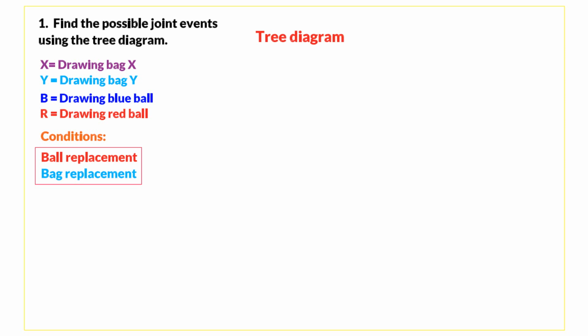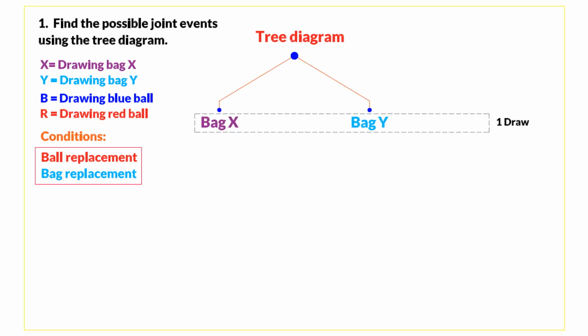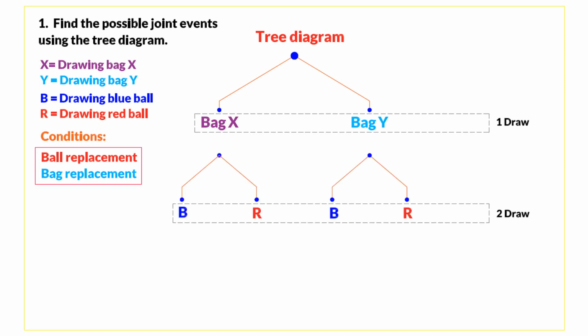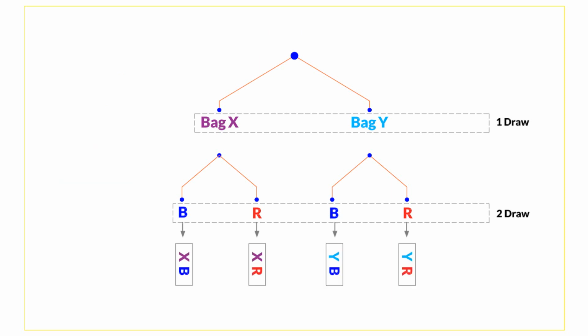In the first draw we may pick bag X or bag Y, and in the second draw we may pick a blue ball or red ball. And now we have all the joint outcomes of these events. So we may pick bag X first and blue ball second, or we may pick, let's say, bag Y first and red ball second. Now we have question number 2.